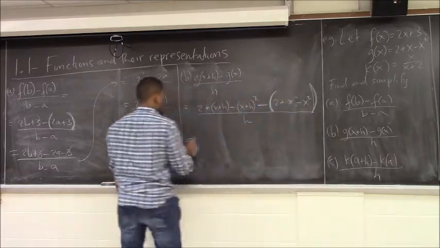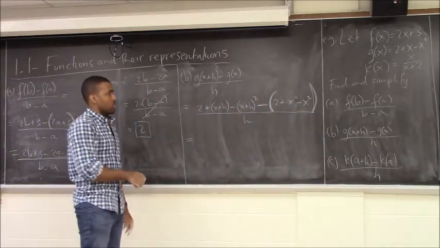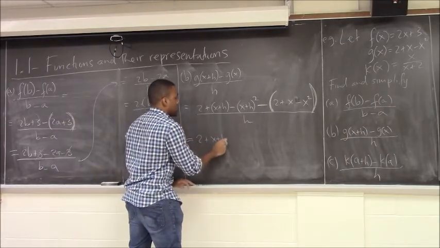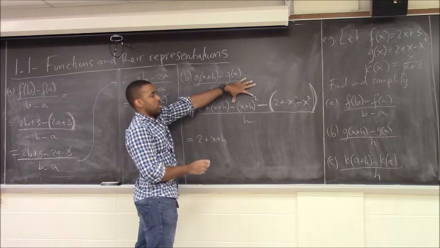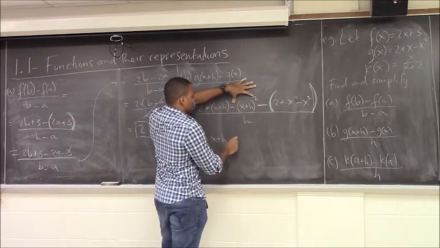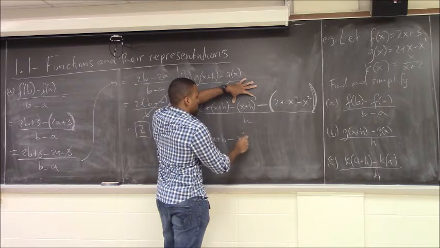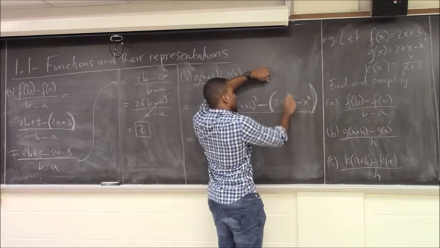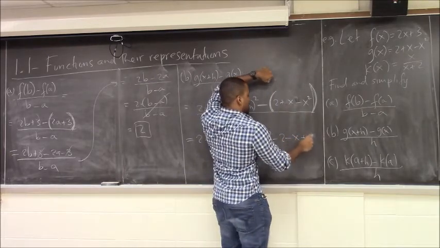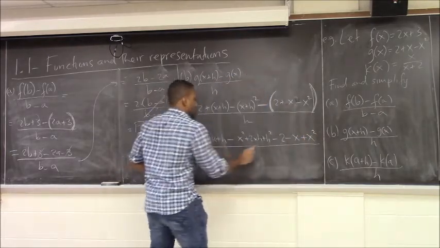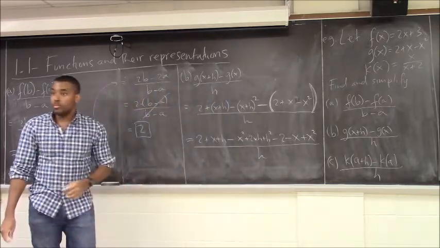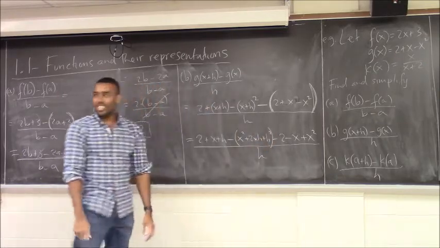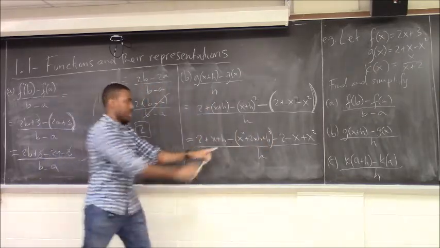Now what? Okay, 2 plus x plus h, what happens here? Foil it. So that's going to be what? x squared plus 2xh plus h squared, minus, now I distribute this guy, 2 minus x plus x squared, all over h. Is that fine? It's not fine. Parentheses here. Why? There's a negative sign in front of it. That has to be distributed.